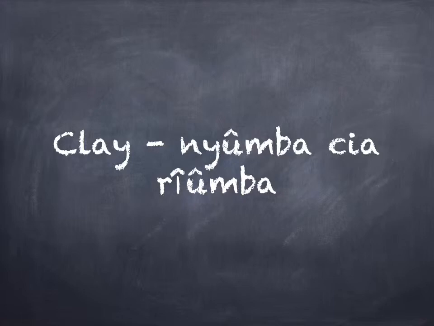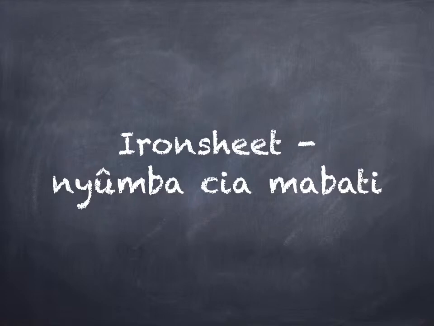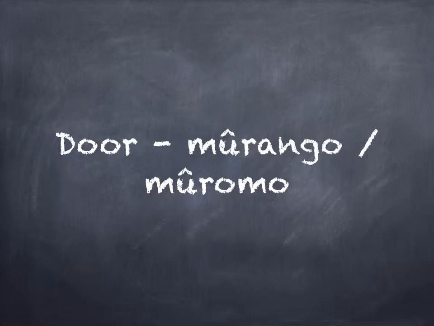Nyũmba cia rĩũmba. Others are made from brick, which we call nyũmba cia maturubarĩ. Nyũmba cia maturubarĩ. And then there are those made from iron sheet, which we call nyũmba cia mabati. Nyũmba cia mabati. To enter into these houses, then you enter through the door. The door in Kikuyu is known as mũrango. Mũrango. And another name is mũromo.